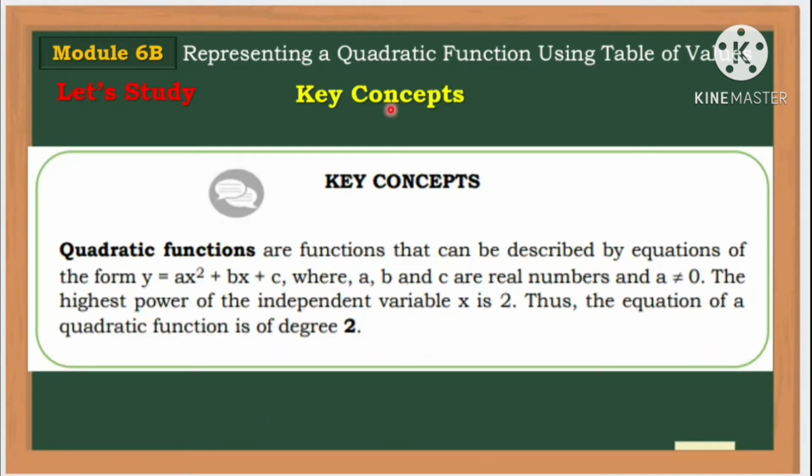We have the key concept. Quadratic functions are functions that can be described by equations of the form y is equal to ax squared plus bx plus c, where a, b, and c are real numbers and a is not equal to 0. The highest power of the independent variable x is 2. Thus, the equation of a quadratic function is of degree 2.